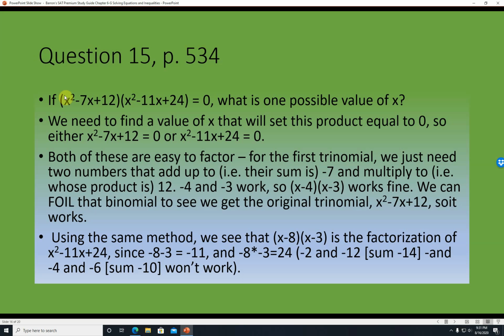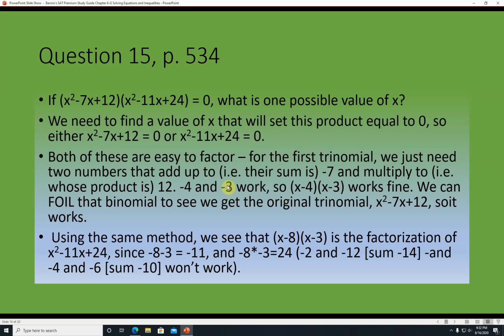So then we know either this one, x squared minus 7x plus 12, or this one, x squared minus 11x plus 24, has to be equal to 0 because anything times 0 is equal to 0. So x squared minus 7x plus 12 equals 0, and x squared minus 11x plus 24 equals 0. These are both pretty easy to factor. We just need to find, for this one, two numbers that add up to minus 7 and multiply to 12. In more professional mathematical language, the sum of the two numbers is negative 7 and their product is 12.